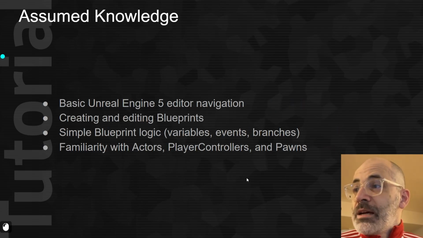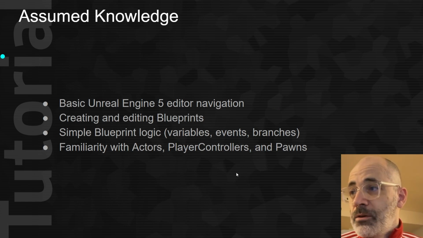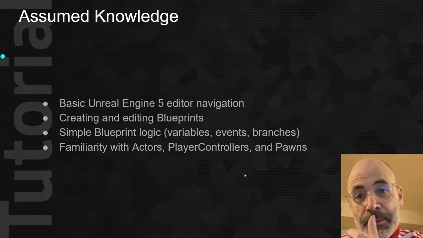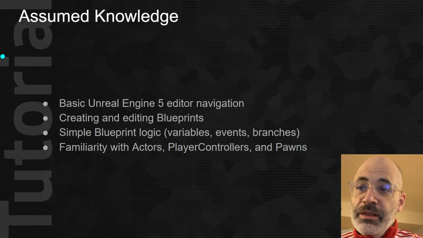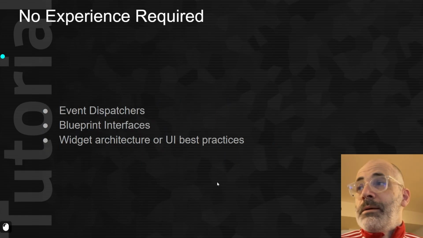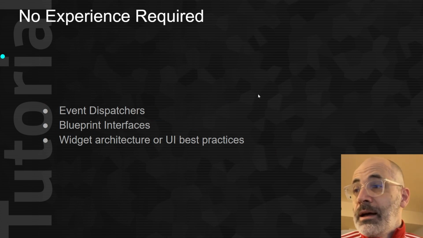I'm assuming you have a basic Unreal Engine 5 knowledge. You understand what the different parts are on the standard Windows setup, that you can create and edit a blueprint, that you get the simple blueprint logic, that there's variables, that there's events that can trigger things, that you have branches and you attach nodes, that sort of stuff, and that you have familiarity with actors, player controllers, and pawns. What I'm not assuming you know is anything about event dispatchers and the other forms of communication, blueprint interfaces, and widget architecture or UI best practices. We'll get into all this. We will start you on the road, but this will not be the last stop on that journey.